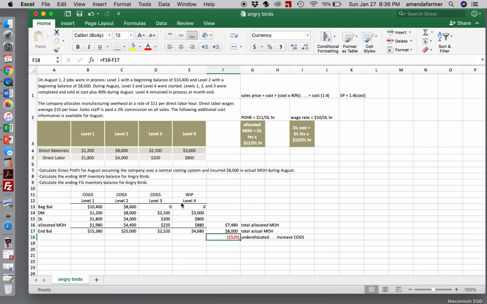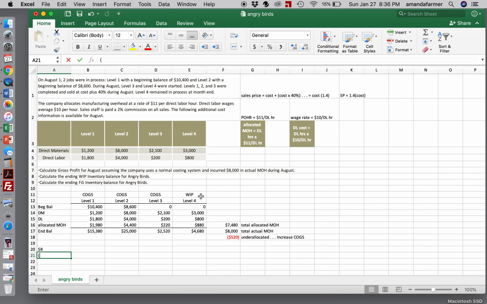But for us, all we really need to know is if it's under allocated, we've got to add it back to cost of goods sold, or unadjusted cost of goods sold, to get the adjusted cost of goods sold that goes on the income statement. And so we'll use that in just a moment. What I want to do now is just go down and answer the first question.